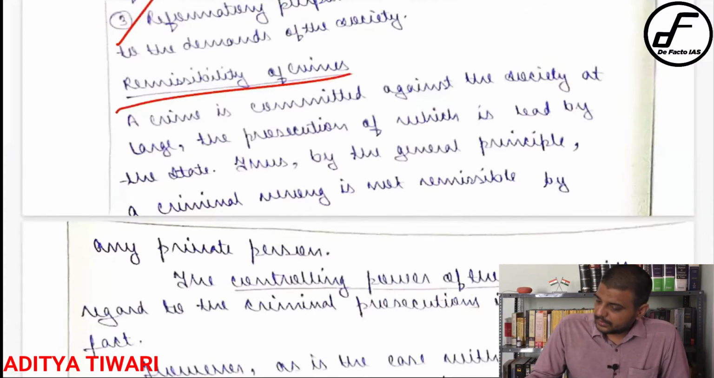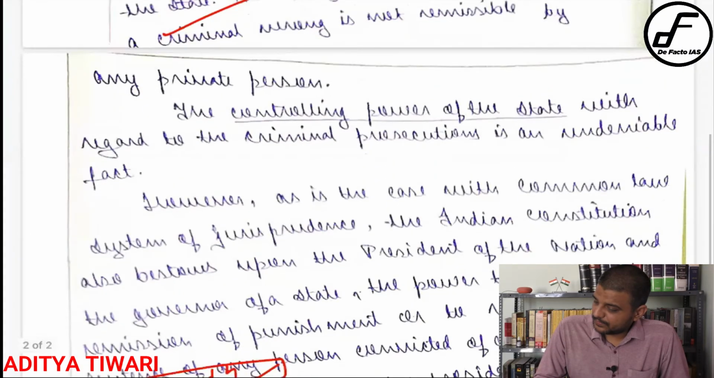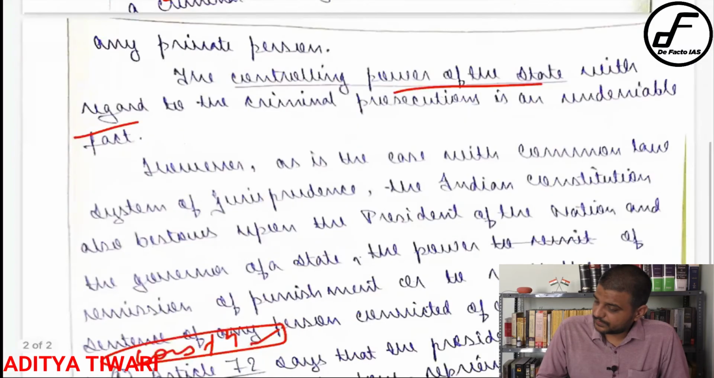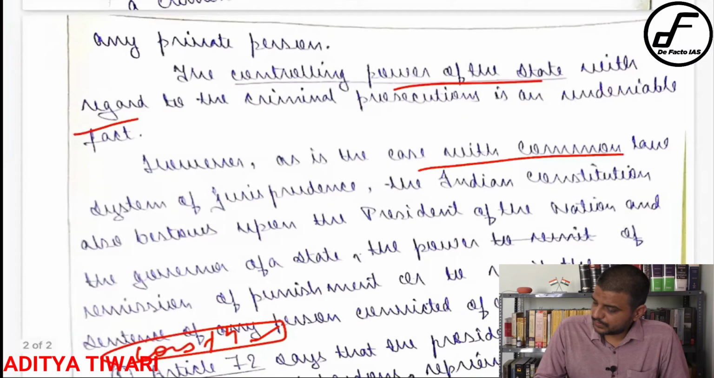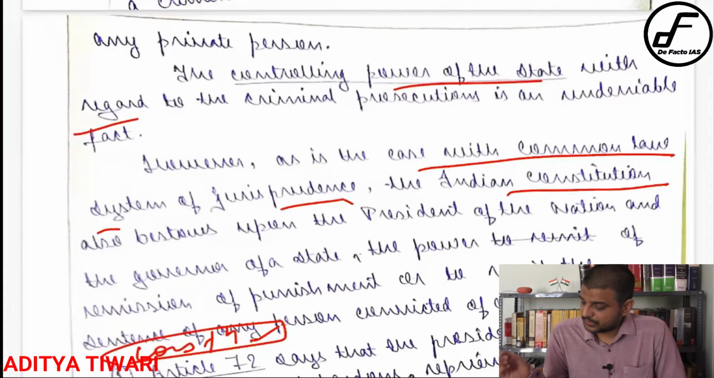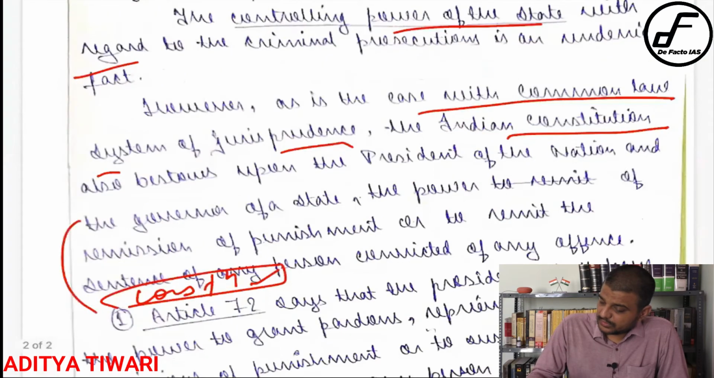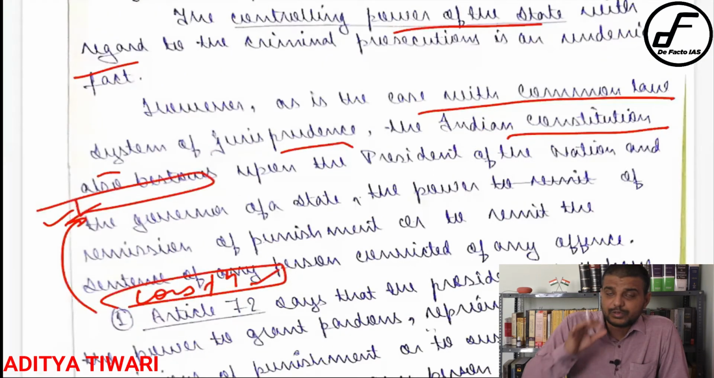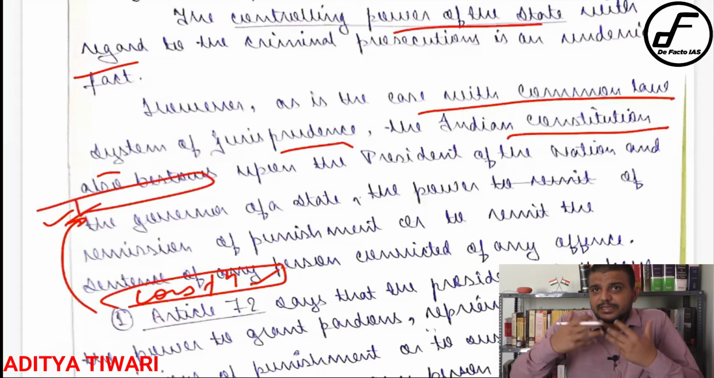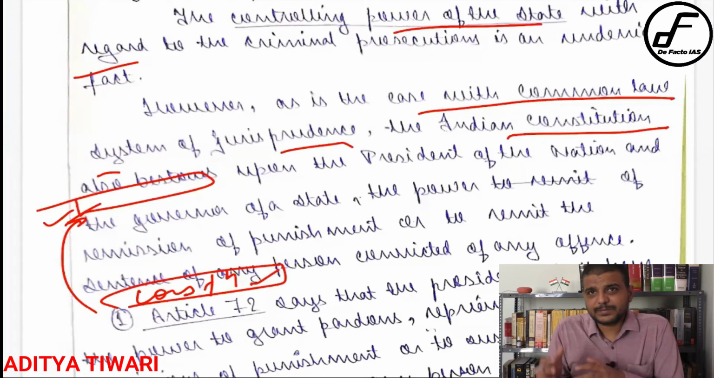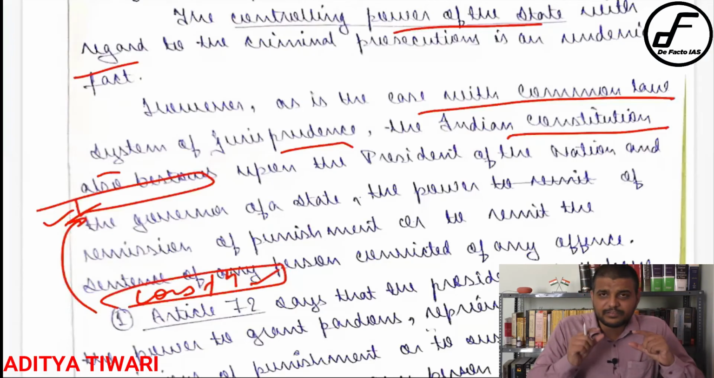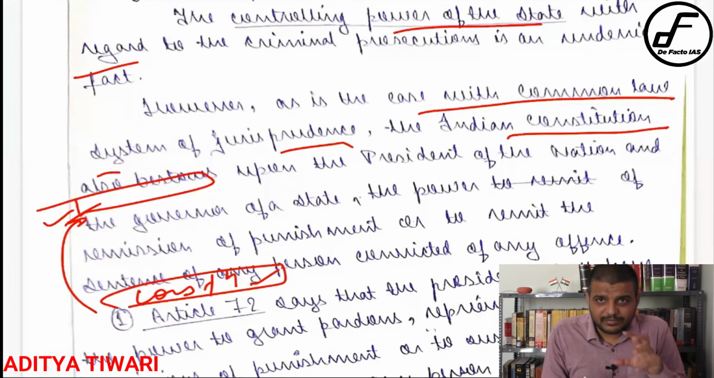And the crime is committed against society at large. Okay, very good. The controlling power of state, okay. However, see, with the common law system of jurisprudence, the Indian constitution also bestows upon the president. Okay, so here you could have written in the constitutional, a separate subheading could have been provided here. Because you have written something, now you are changing the perspective. So once you change the perspective in an answer, if you take a different perspective, you give it a subheading, right, so that the examiner will know that from here something else is written. Otherwise the examiner will have to search for where something is written, right. So that should not be there.